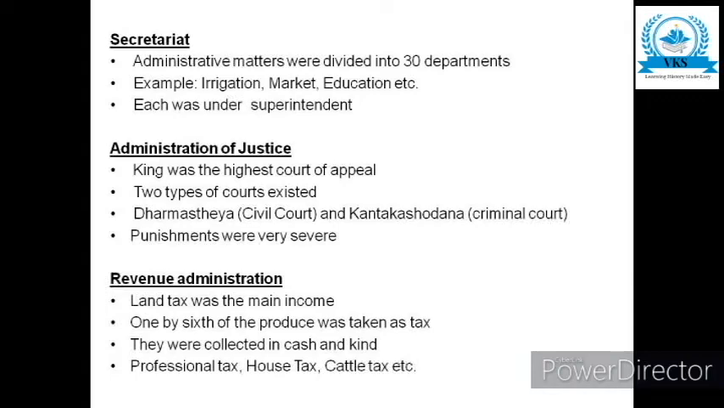So we finished the first point. In central government we said about the king, then Mantri Parishad, secretariat, administration of justice. The next point was revenue administration. We have to always remember the main subheadings first, and then we have to move on to the explanation.